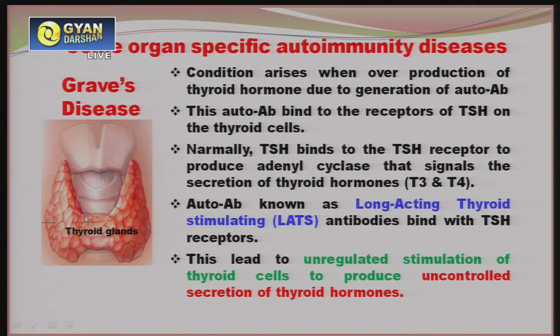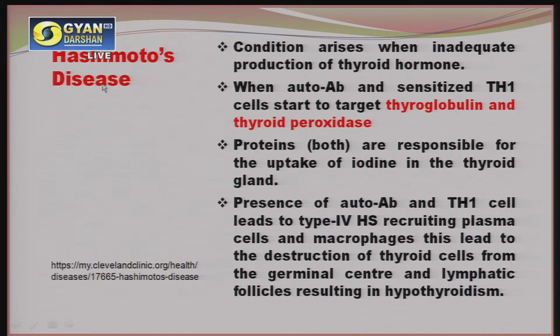So ultimately, it is an autoimmune disease. Here the autoantibodies they generate will bind, and ultimately your thymus gland will not function well. Another is Hashimoto disease. In this case, the autoantibodies and sensitized T helper cells start to target thyroglobulin and thyroid peroxidase. The presence of autoantibodies and T cells leads to type 4 hypersensitivity, recruiting plasma cells and macrophages, leading to destruction of thyroid cells, and from the germinal center and lymphatic follicles results in hypothyroidism.